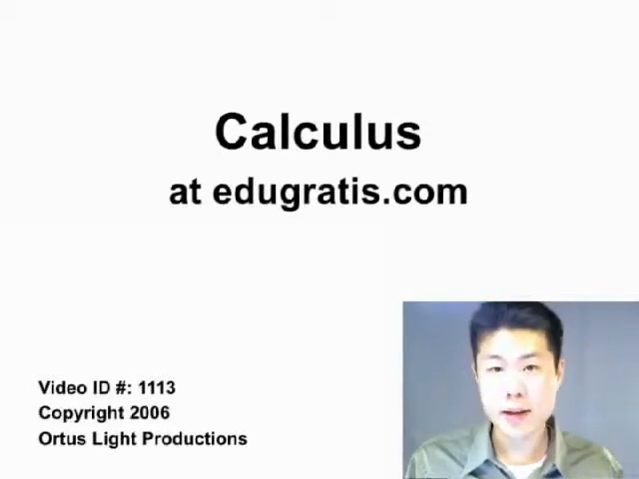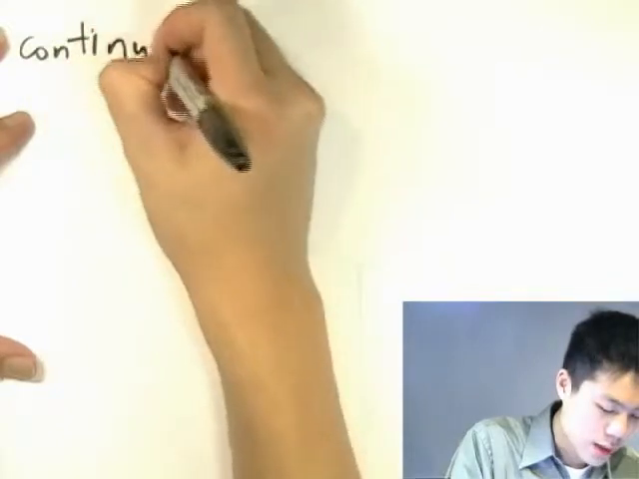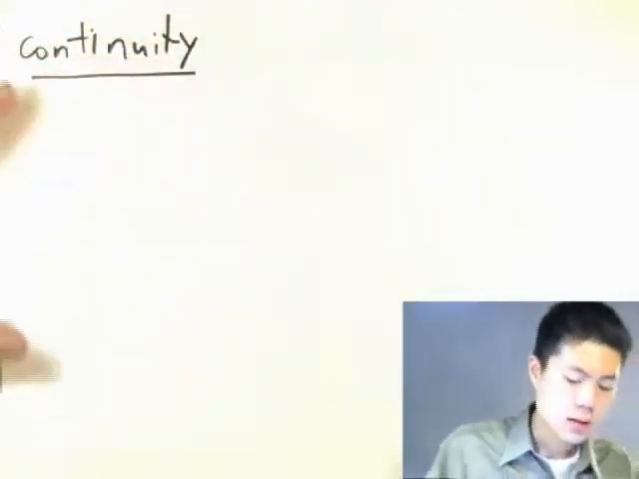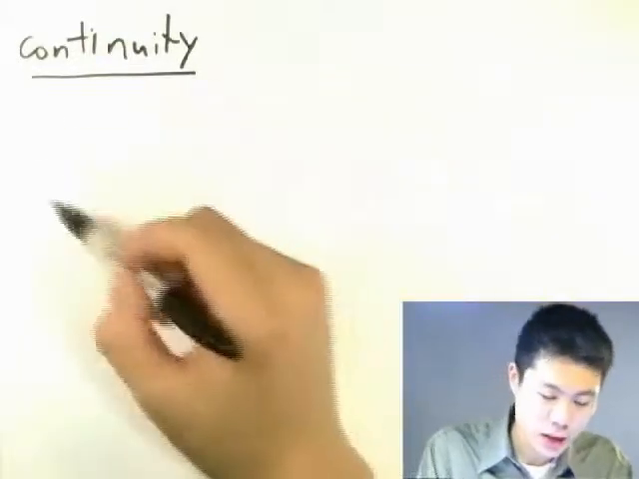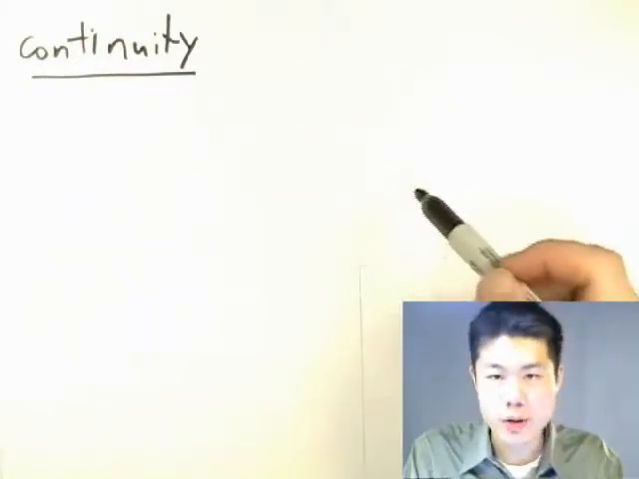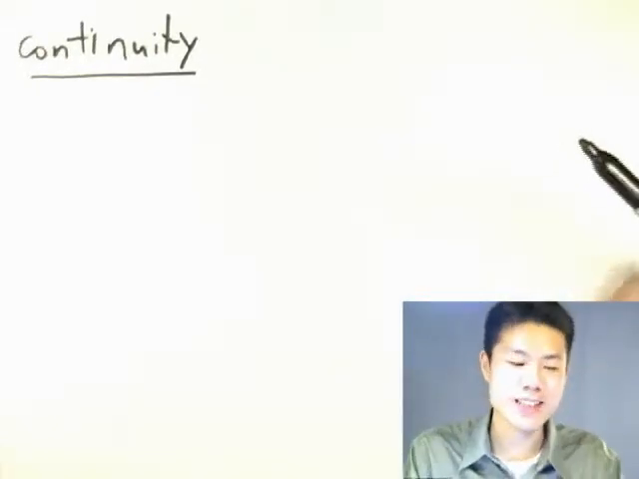So this lesson's topic is continuity. So when is a function continuous? Well, a function is continuous when you can draw the graph without having to pick up your pencil or pen. That's a very non-mathematical definition, but it works.